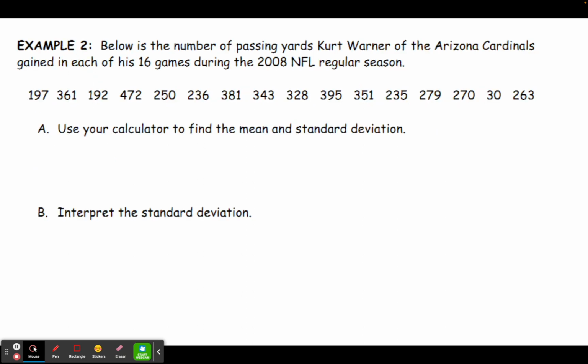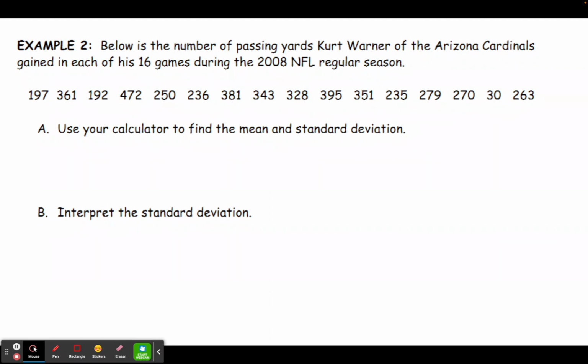All right, let's take a look at example 2. And in this one, we're going to use the calculator to do the standard deviation. We have the number of passing yards from Kurt Warner of the Arizona Cardinals in each of the 16 games that he played in the 2008 NFL regular season. So these are in order by the games that he played, not by smallest to largest or anything like that. So we're going to use the calculator to find the mean and the standard deviation.